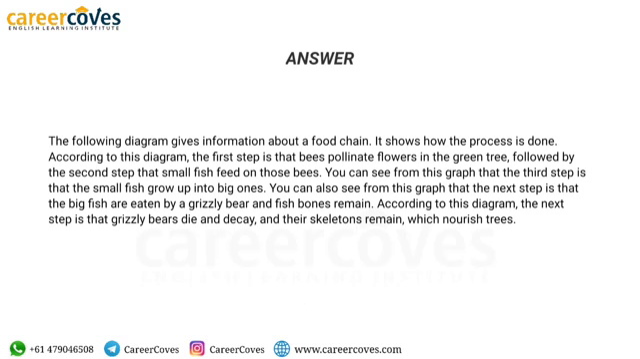The following diagram gives information about a food chain. It shows how the process is done. According to this diagram, the first step is that bees pollinate flowers in the green tree, followed by the second step that small fish feed on those bees. You can see from this graph that the third step is that the small fish grow up into big ones.